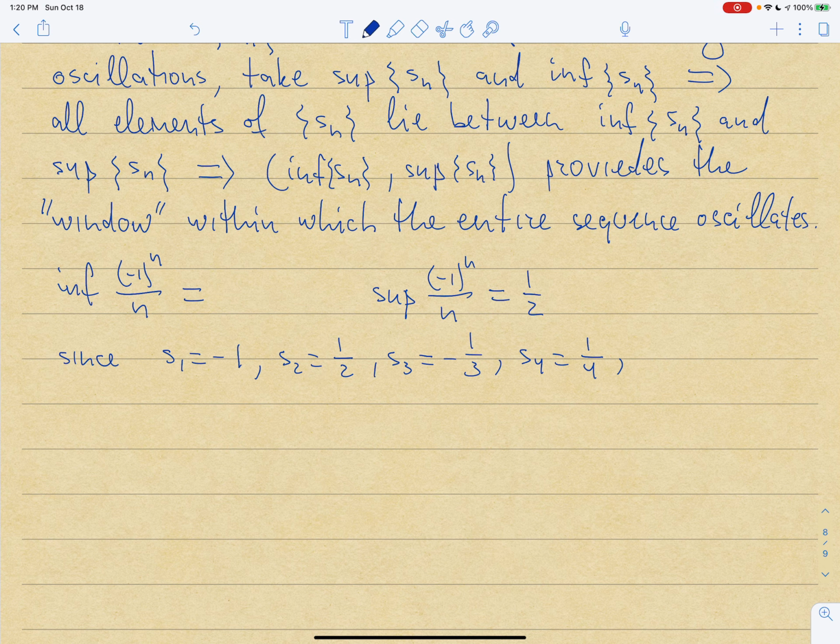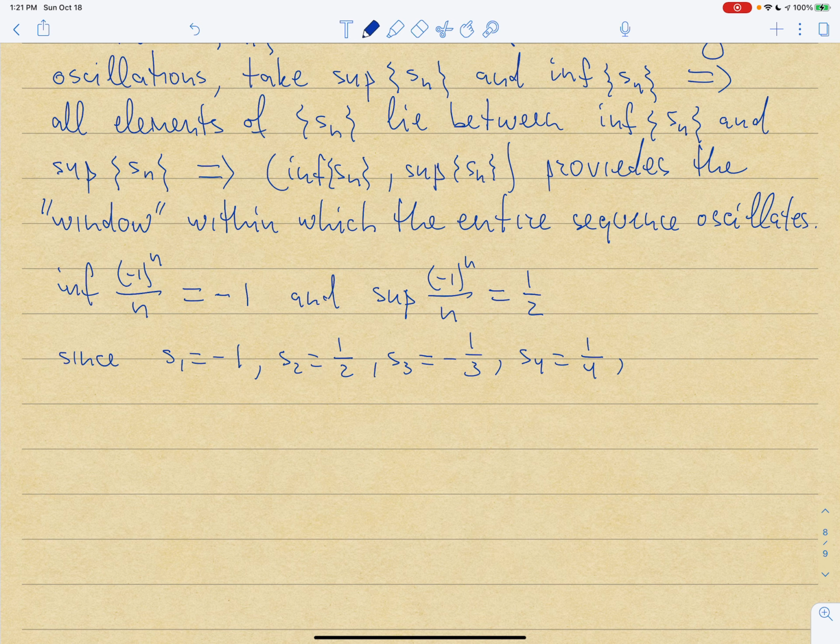What about the infimum? Same story holds. First, you're at S1, you're at -1. Then the next negative number is S3, that is -1/3. Again, it's going to be smaller in size, because the absolute value of the sequence decreases with n. So it means that the first element that I see is going to be the smallest, and so the infimum of (-1)^n over n must be -1. All right, so the entire sequence lies between -1 and 1/2 in this case.